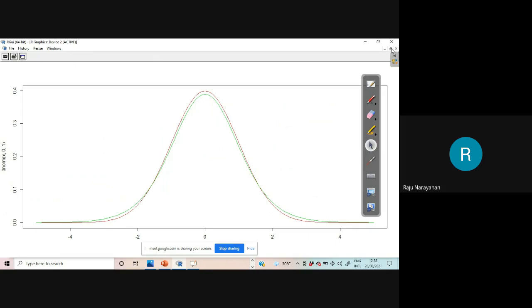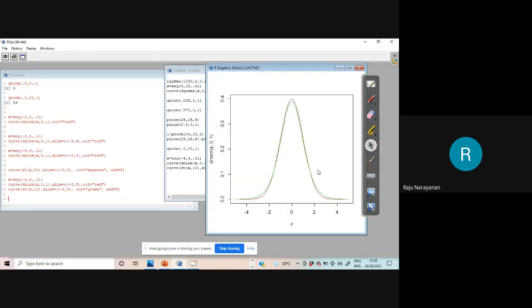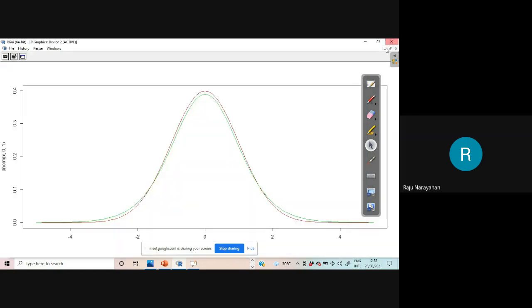Now you can see. Green is t distribution. Red is normal distribution. Here you can see t distribution is having a thick tail. The tail area is thick. Normal distribution, it is thin. That's the difference between t and normal. And as the degrees of freedom becomes larger and larger, if n tends to infinity, these two will coincide. That also I will show now.